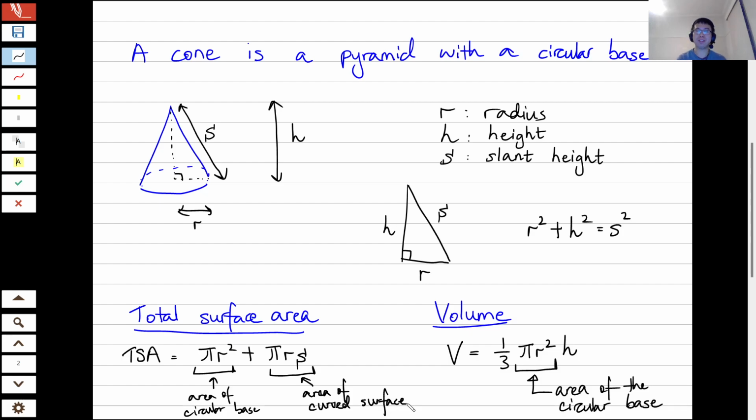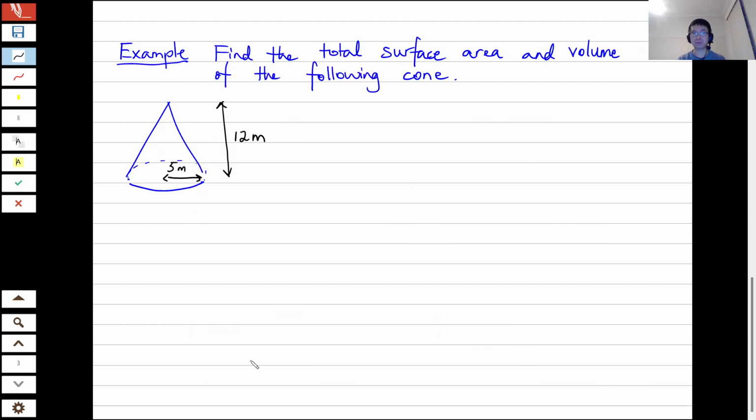If you're curious, you're more than welcome to go online and look at the reason why the total surface area formula looks like this and why it involves the slant height. But I'm not going to worry about it in this video. We're just going to take these two formulas and apply them in calculations. So let's do that. So here's a cone.